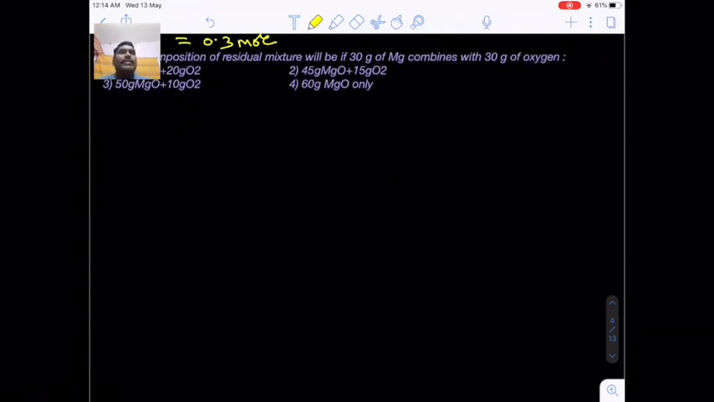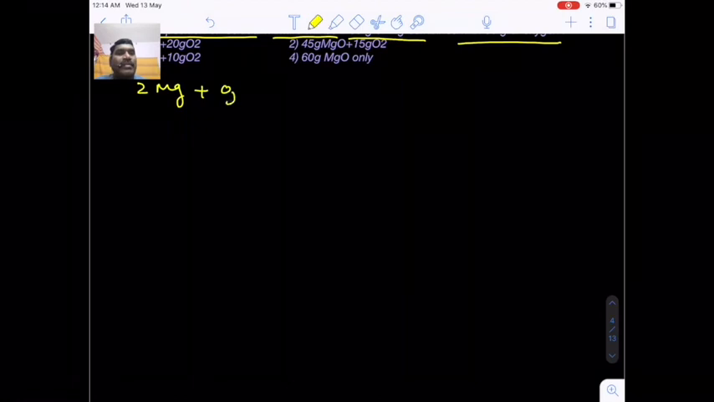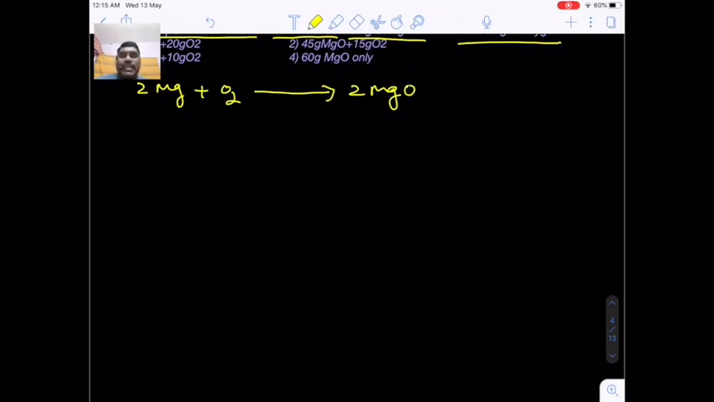So fifth problem. The composition of the residual mixture will be, if 30 grams of Mg combines with 30 grams of oxygen. Okay. Now here, magnesium, oxygen, the equation I am writing here. Mg plus O2 gives MgO. So I am writing the completely balanced equation.